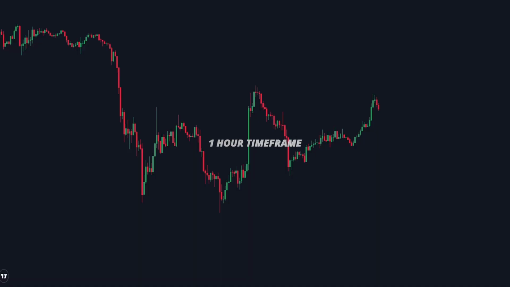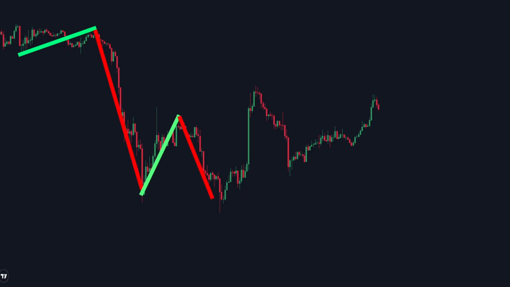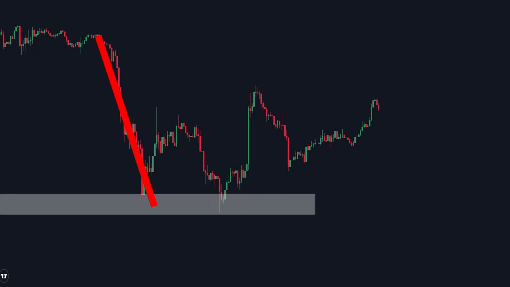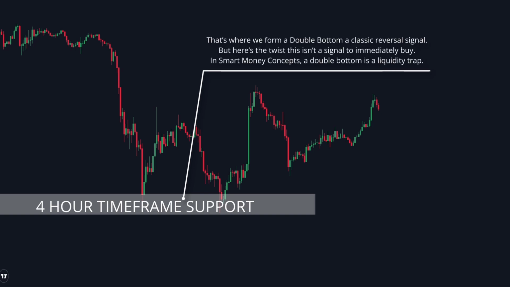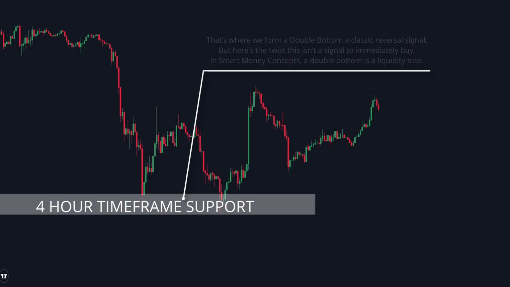First we're starting on the 1-hour chart. Before anything else, notice the overall context is bearish momentum, lower highs and lower lows. Price is driving downward until it reaches a key low. That's where we form a double bottom, a classic reversal signal. But here's the twist, this isn't a signal to immediately buy. In smart money concepts, a double bottom is a liquidity trap.